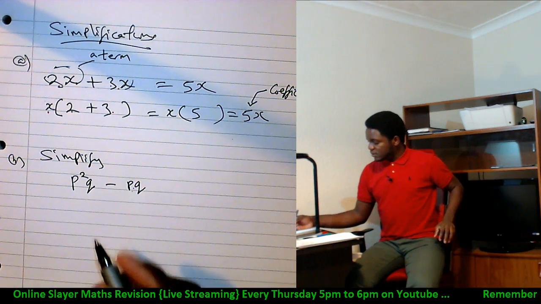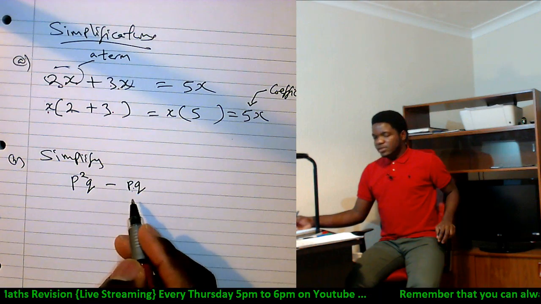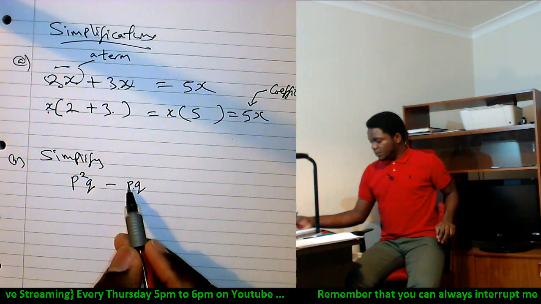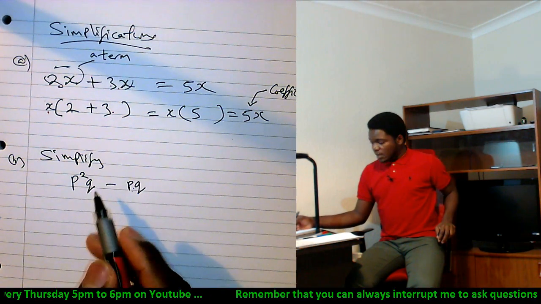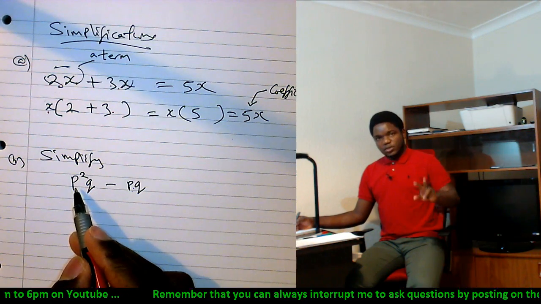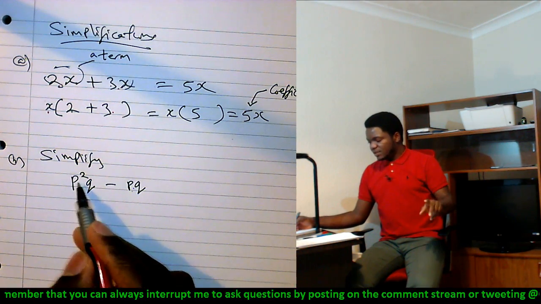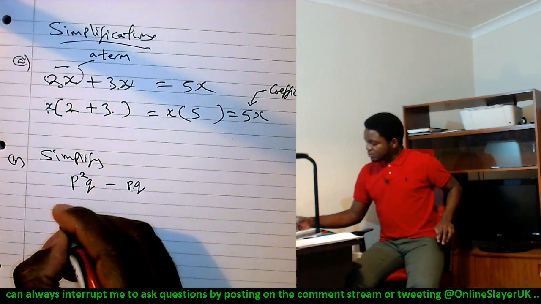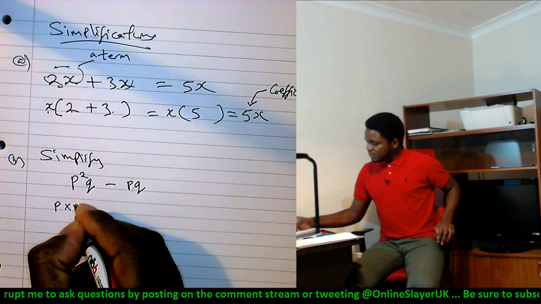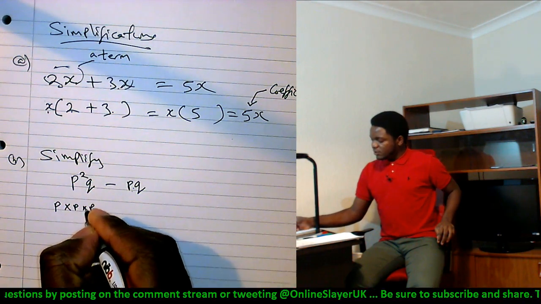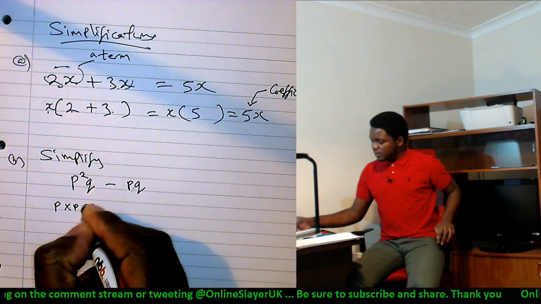Oh well, whatever. So, what's common to these two? P and Q, right? You've got P and Q, you've got P and Q. But here you've got 2 P's and 1 Q, because this is actually P times P times Q. So I'm just going to rewrite that to be P times P. Normally I shouldn't be writing it in this form.